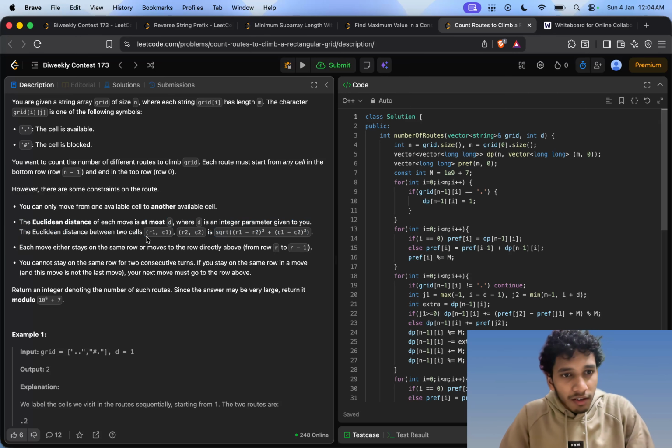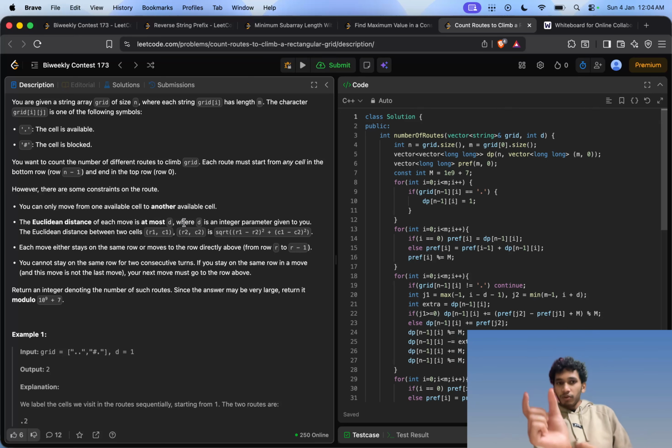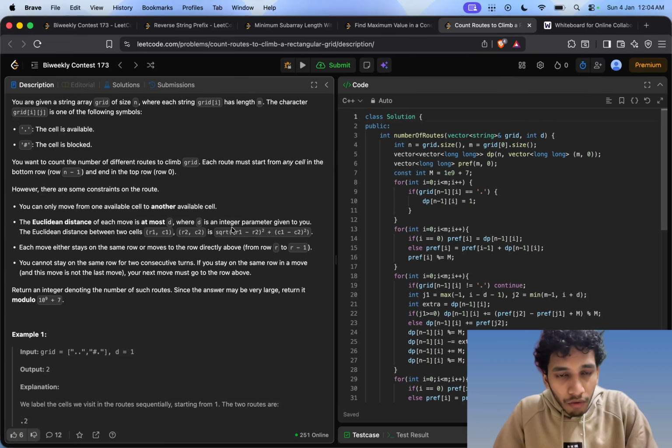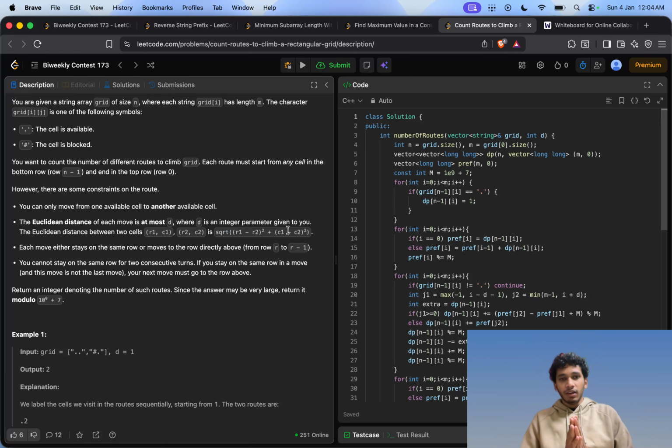The Euclidean distance of each move is at most d. So if we move from this cell to this cell, the Euclidean distance between these two should be smaller than or equal to d, and both of them must be available. What is Euclidean distance? What we learned in mathematics, which is the root of the square of the difference of x-axis plus the square of the difference of y-axis.